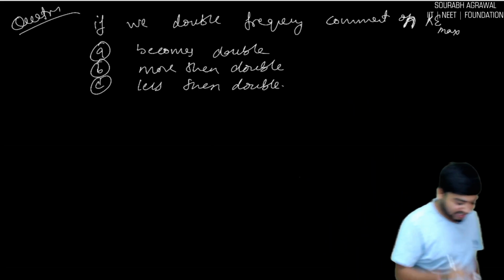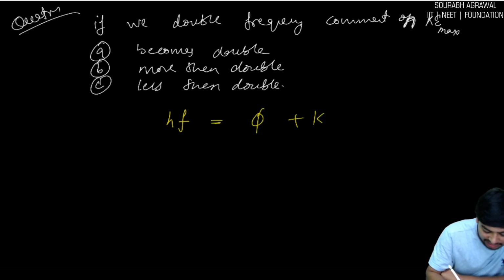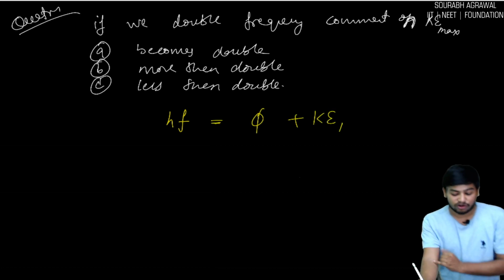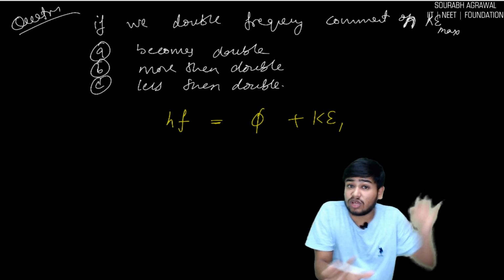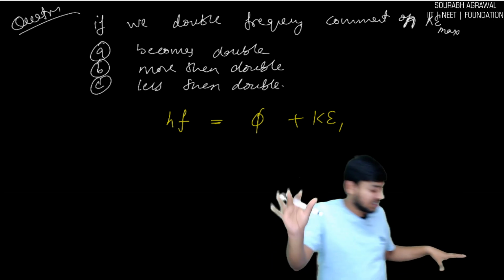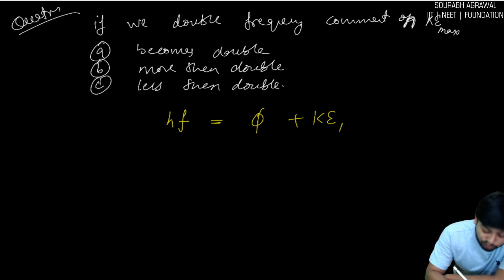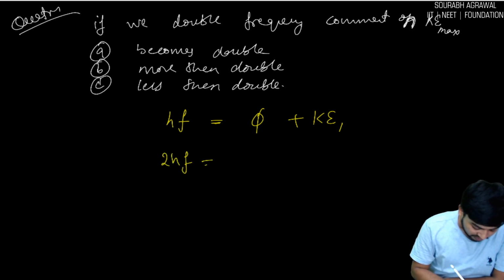Okay, now let's see. Initially, let hf, the initial frequency, be equal to some work function plus kinetic energy 1. I am talking about kinetic energy 1. This is the initial equation: total energy equals work function plus kinetic energy. Now you have doubled the frequency. So what will happen? 2hf will be equal to the same work function plus kinetic energy 2.